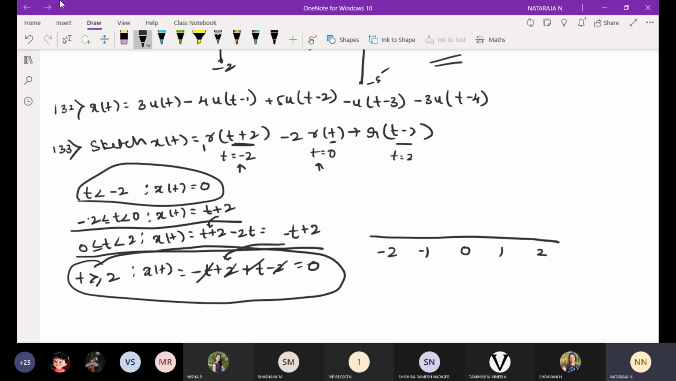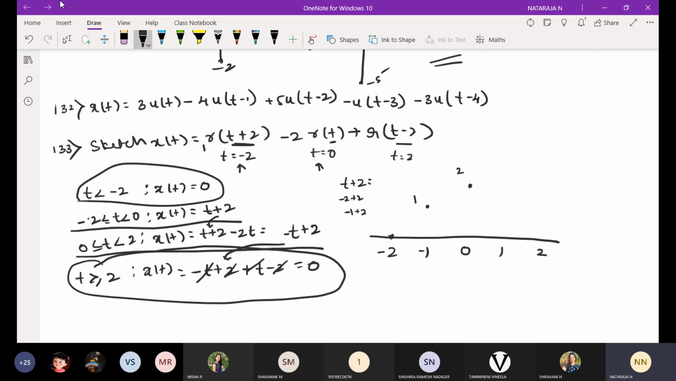Now I am going to consider first minus 2 to 0. What is the signal we have? t plus 2. What is the first time slot? Minus 2. Substitute in this equation minus 2: minus 2 plus 2, you will get 0. Next substitute minus 1: minus 1 plus 2, you will get 1. Next substitute 0, you will get 2. Am I right? At minus 2 amplitude 0, at minus 1 amplitude 1, at 0 amplitude 2 you are going to get, from minus 2 to 0.